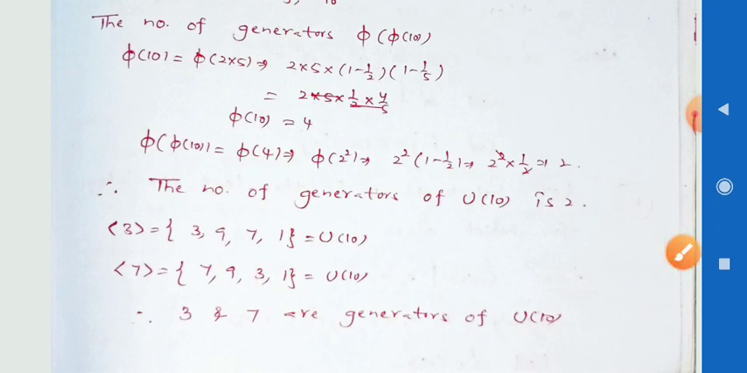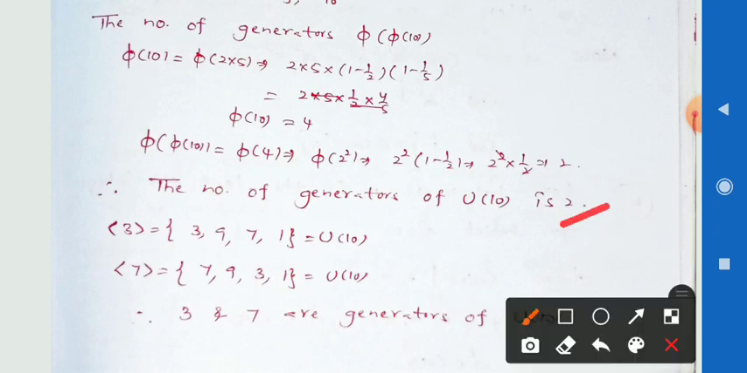Here the number of generators is 2. The generators are 3 and 7. The generators are 3 and 7. Generator 3 gives 3, 9, 7, 1 and generator 7 gives 7, 9, 3, 1.